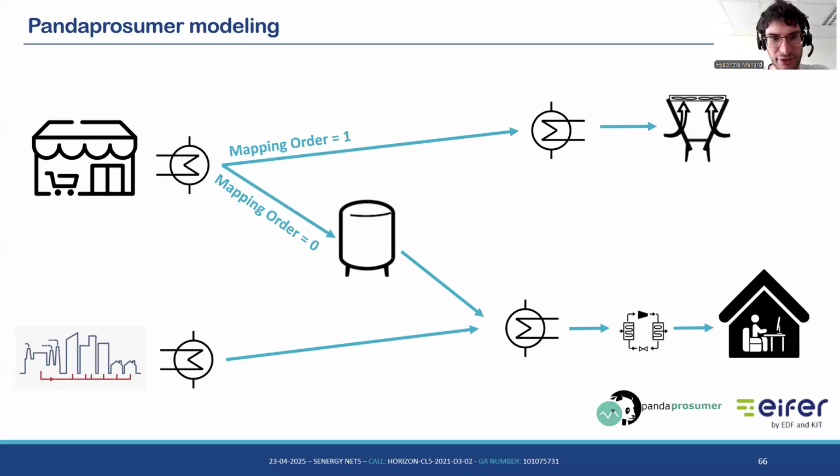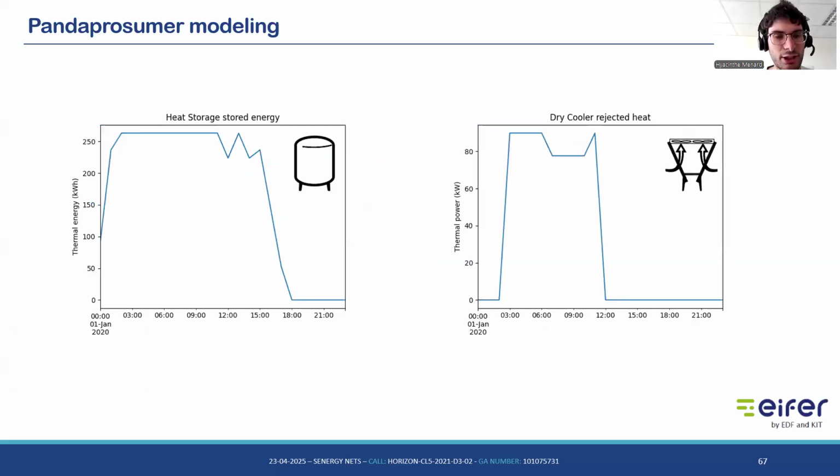And now I will show some results from this simulation on the time series. On the left, you can see the energy that is stored in the heat storage. If you remember, at the beginning of my time series, I have a higher heat production than the consumption, which means that the heat storage will get full pretty quickly because the production is pretty high. And then at the end of the time series, it will be the opposite, and so the heat storage will get empty because it will be needed to supply the demand.